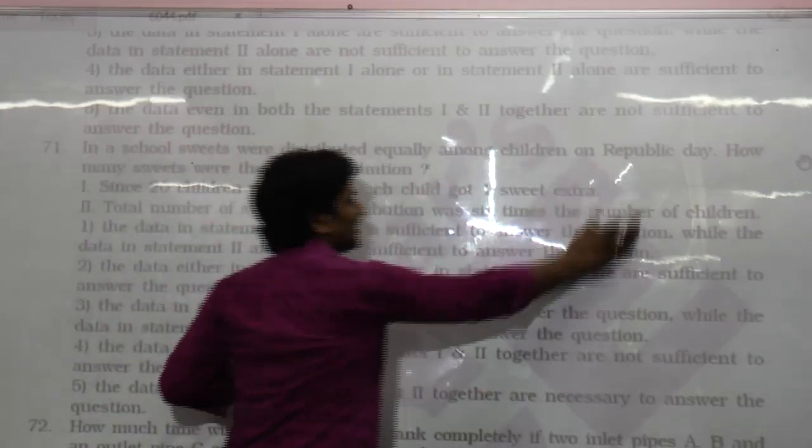Now tell me. How many sweets were there for distribution per student? How many sweets will each student get? Can you get your answer from the second one? Per student will get 6.